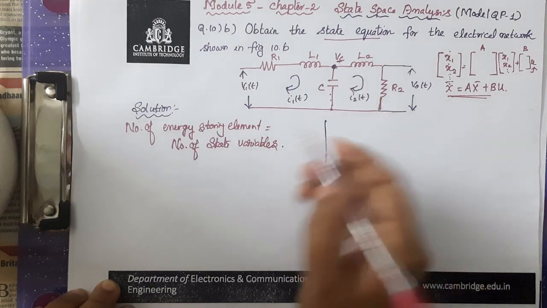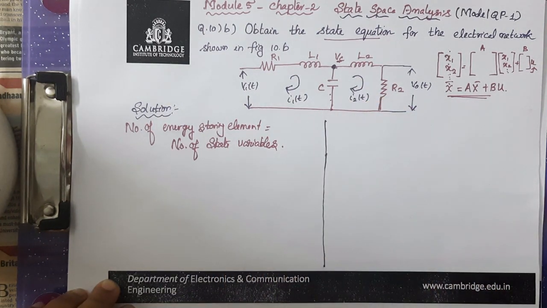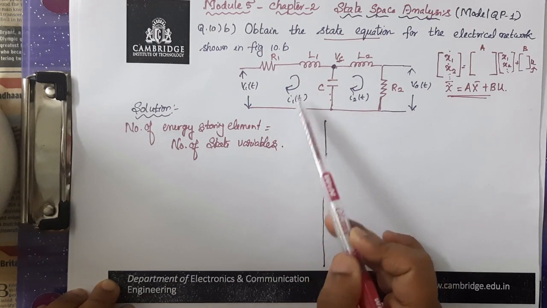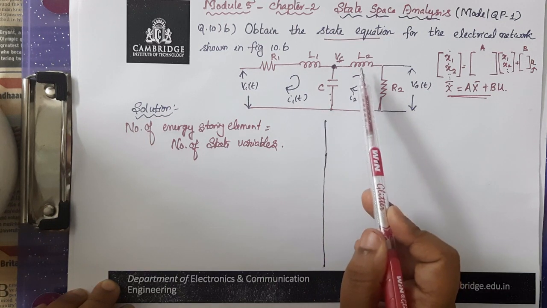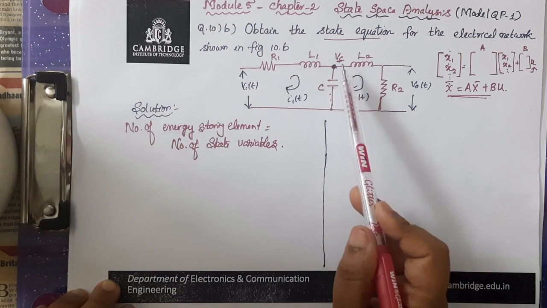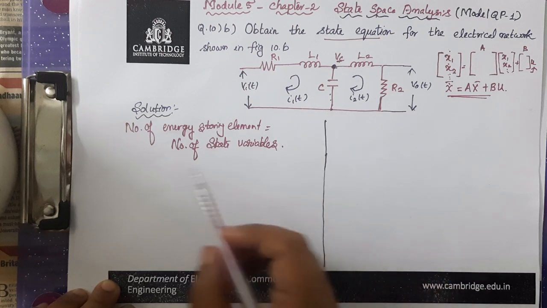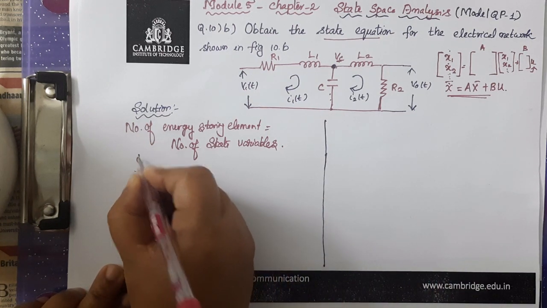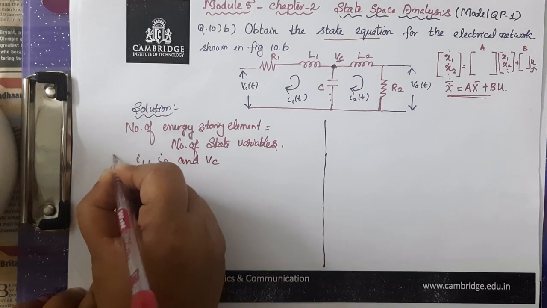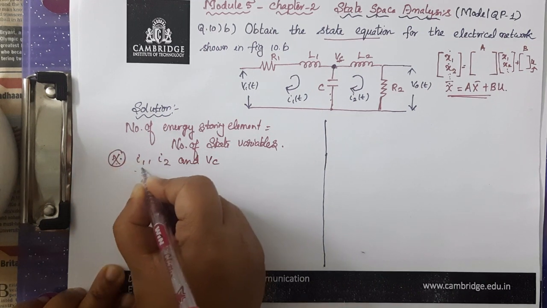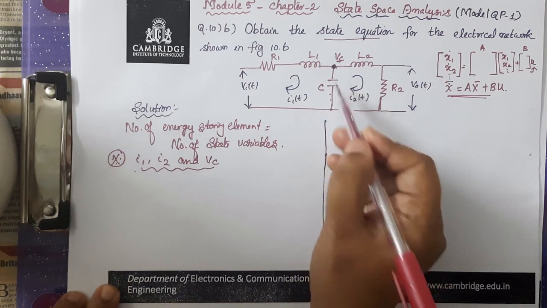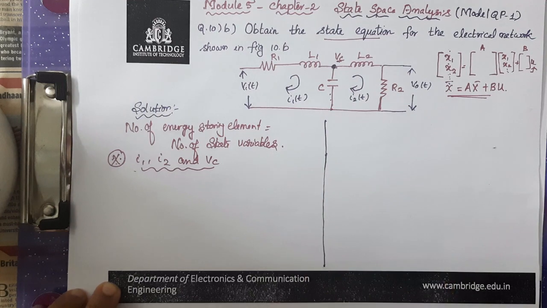So the first state variable is VC. We have three state variables. The current flowing through the inductor L1 is I1 of t and the current flowing through this inductor L2 is I2 of t. And the voltage across the capacitor is VC. Hence, we have three state variables I1, I2 and VC. Always we have to consider the current flowing through the inductor and the voltage across the capacitor. This has to be taken into consideration.